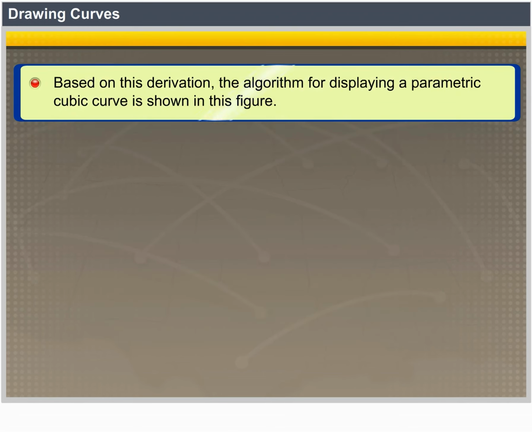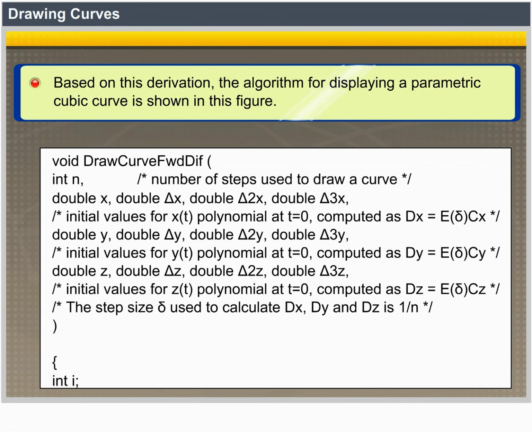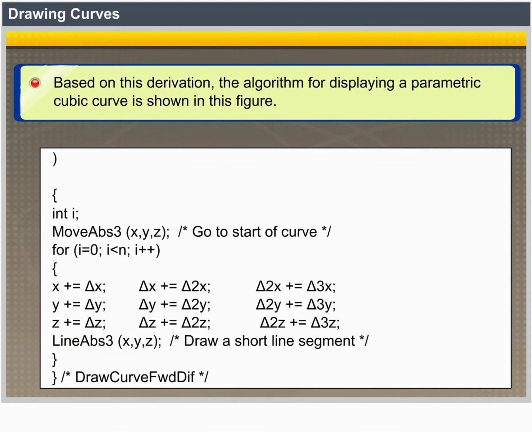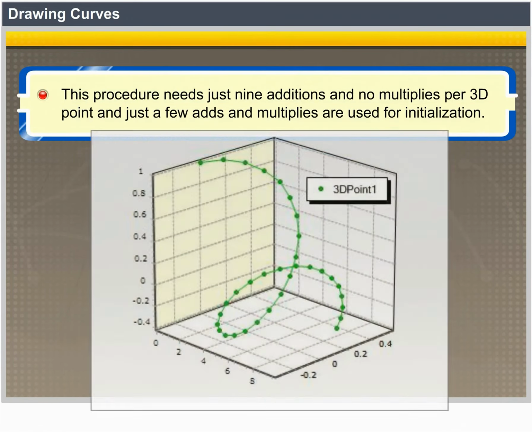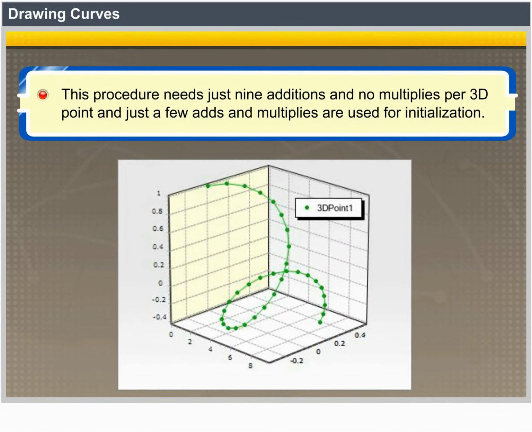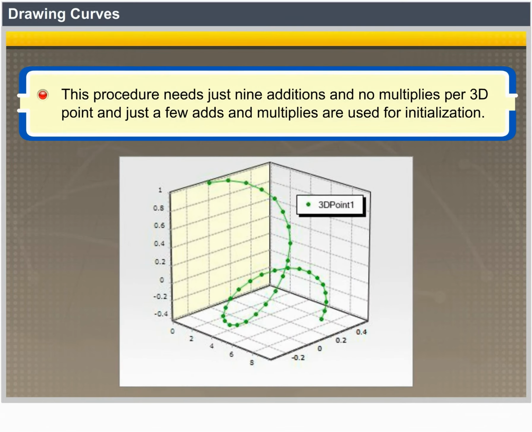Based on this derivation, the algorithm for displaying a parametric cubic curve is given in this figure. This procedure needs just 9 additions and no multipliers per 3D point, and just a few adds and multipliers are used for initialization.